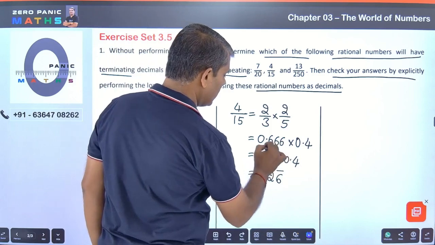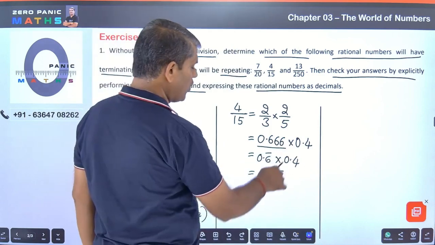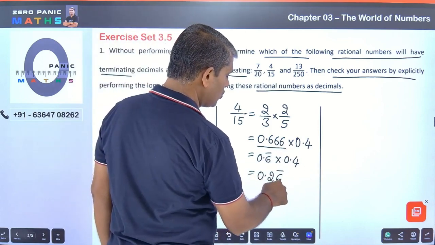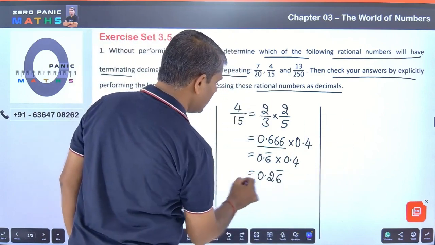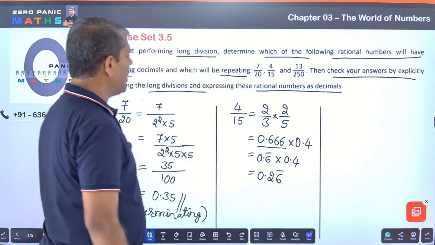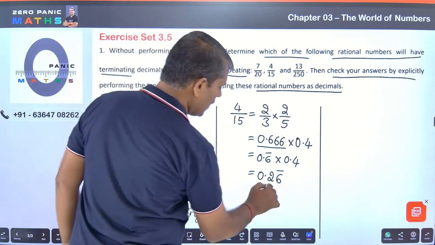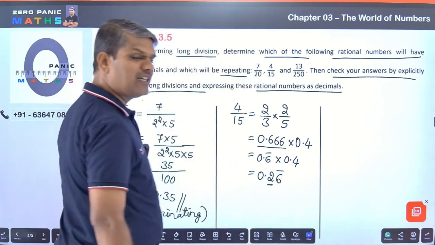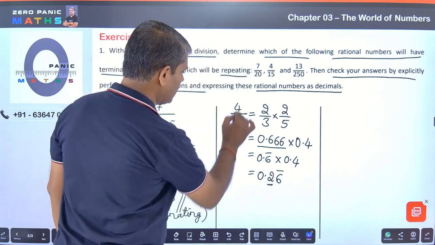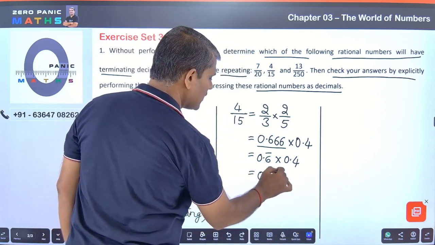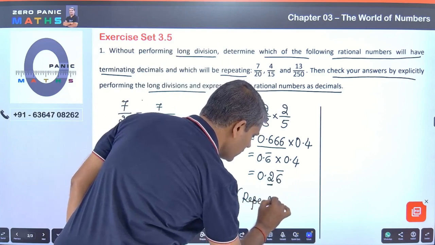But when you multiply the 6 digits after the decimal with 0.4, it will give you 0.26666 for an infinite number of times. So that actually is 0.26. And what kind of decimal is it? It is a repeating decimal, because though there is a fixed digit after the decimal, there is one digit that is getting repeated. So 4 by 15 is 0.26 bar, and it is repeating. This is the answer that you need to write.